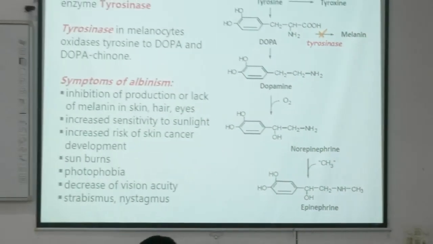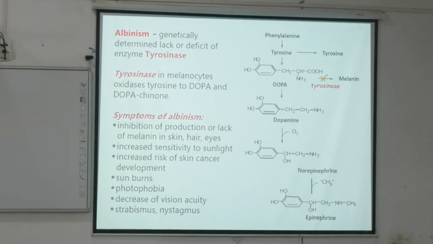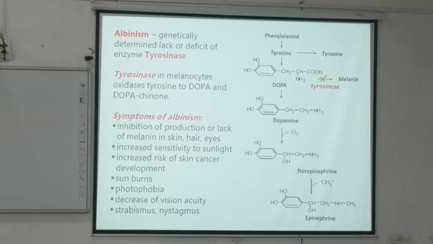Okay. Then finally is albinism, and albinism is due to the lack of the tyrosinase enzyme, specifically the tyrosinase that is present in the melanocytes. Where do you have your melanocytes? Yes, exactly. They are present in the basement membrane of your skin, and they cause pigment production.